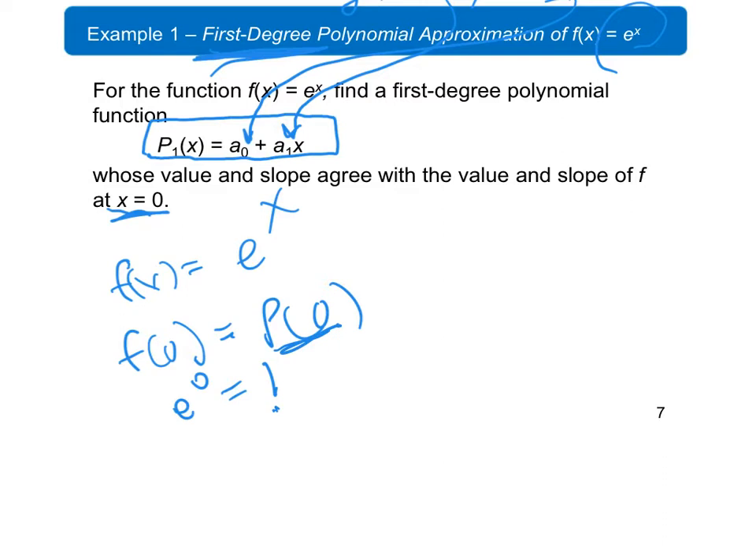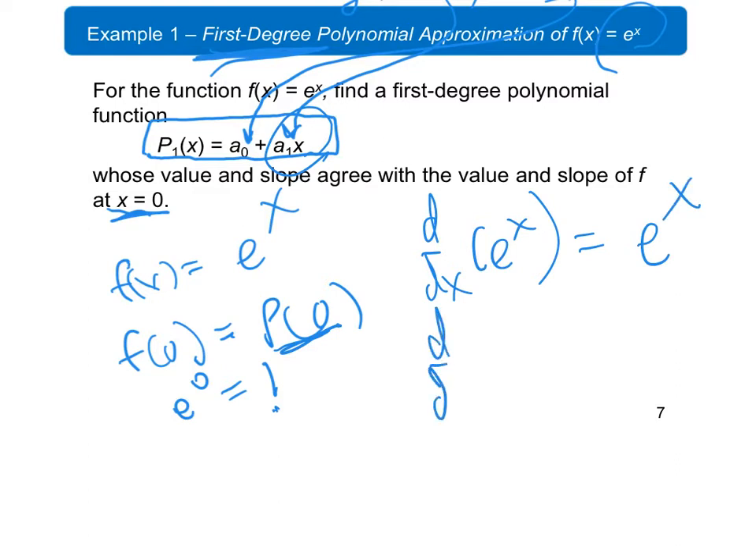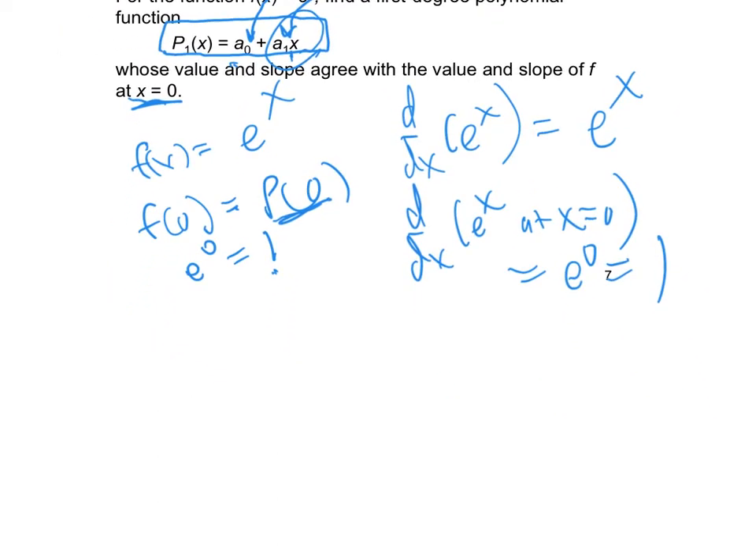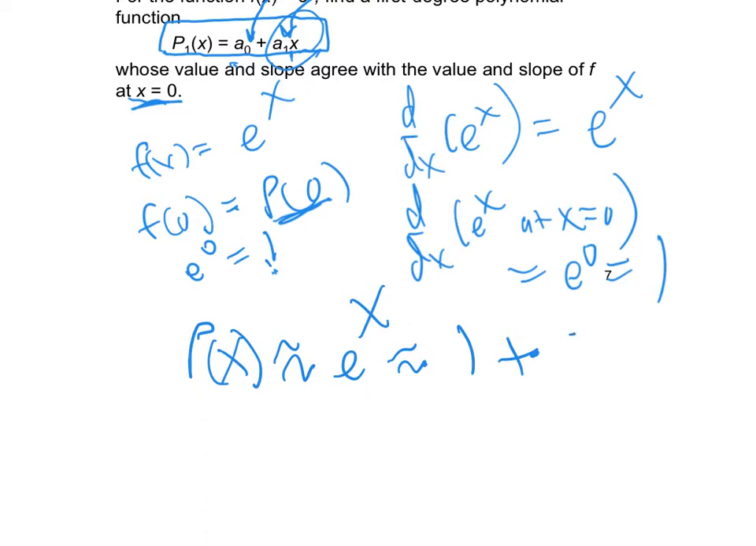Now, there's no x in there, so how do I get an x? Well, let's do the derivative of e to the x. That's e to the x. Let's do the derivative of e to the x at x equals 0. That would be e to the 0. That would also be 1. So I've got both terms that I can put together. My p of x, which is approximately e to the x, will be approximately my 1 plus my first derivative times the x. Basically what we're doing is plugging it into here, 1x.